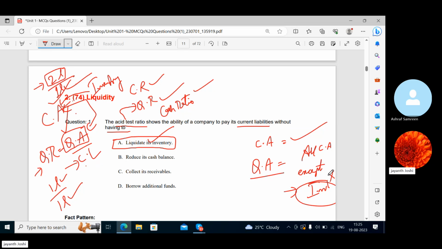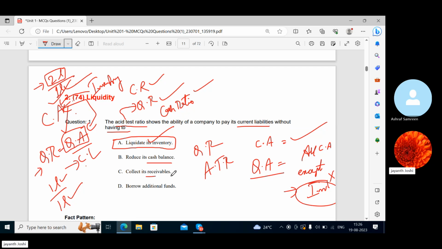With the help of quick ratio or acid test ratio, we are checking whether the company is able to pay its current liabilities without having to liquidate its inventory. Why? Because inventory is never a part of quick assets. So we need not sell our inventory to get money and pay the current liabilities. Cash is a part of quick assets, so we definitely will be using the cash balance to pay the current liabilities.